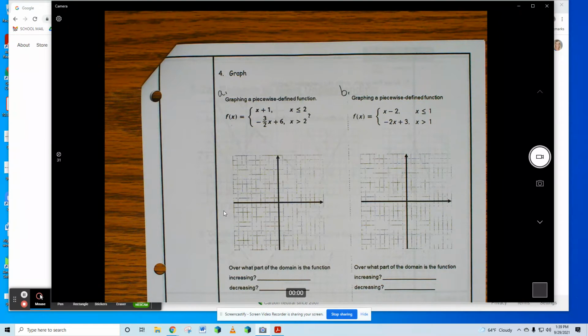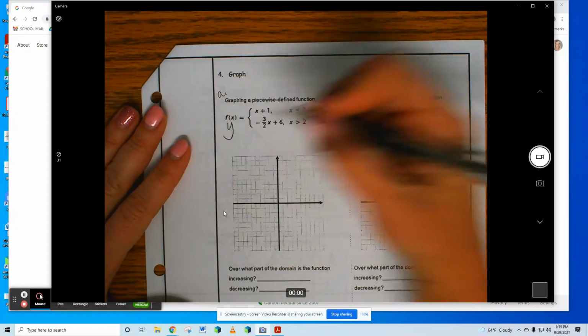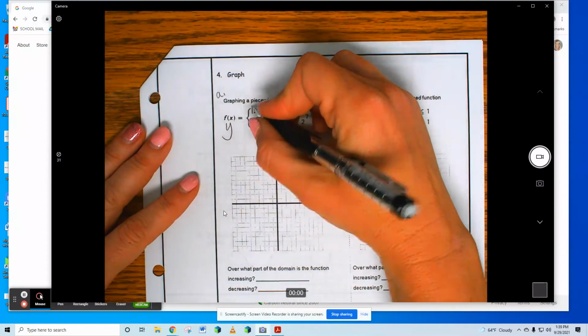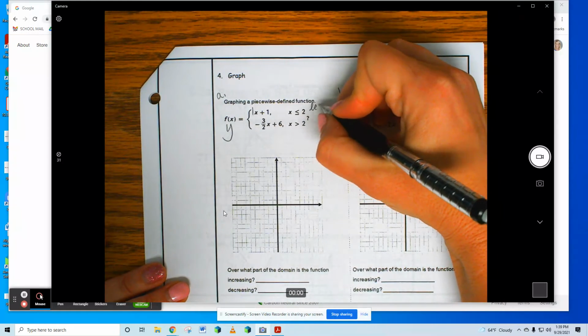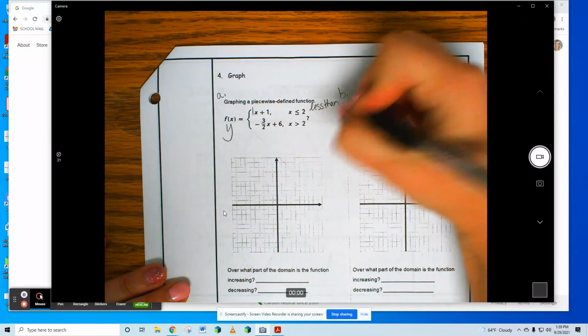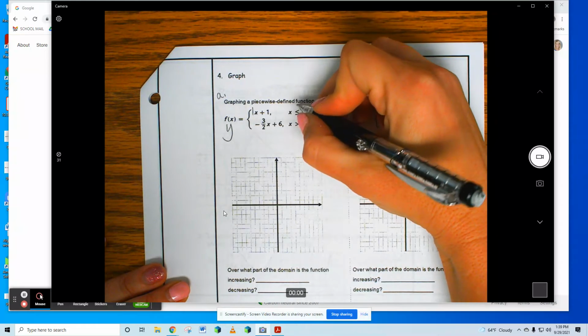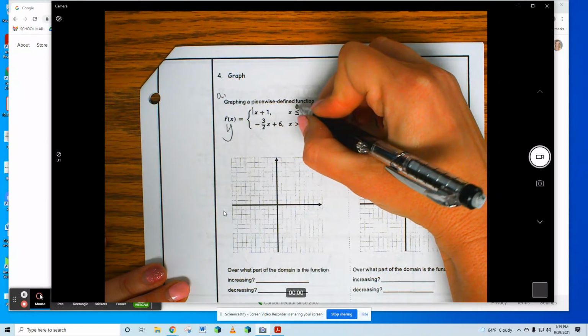Okay. 2 equations. F of x is the same as y. We know that y equals 1x plus 1, and the restriction is less than or equal to 2. Closed circle, because it's a less than or equal to.